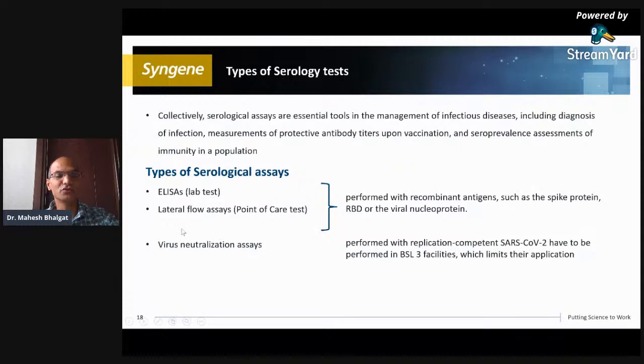And then there are the virus neutralization assays, which are performed in what are referred to as biosafety level 3 facilities, very high containment facilities, because they involve the use of live virus to look at whether or not this live virus can be neutralized by antibodies coming from any of the test samples. Given the nature of serological assays, they look for antibodies against the spike protein, RBD, the viral nucleoprotein, or any other component of the virus that is immunogenic.